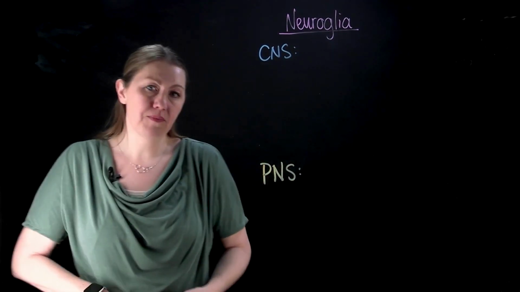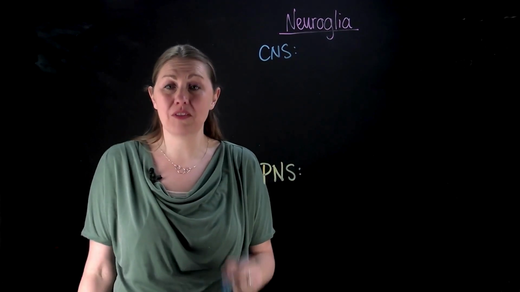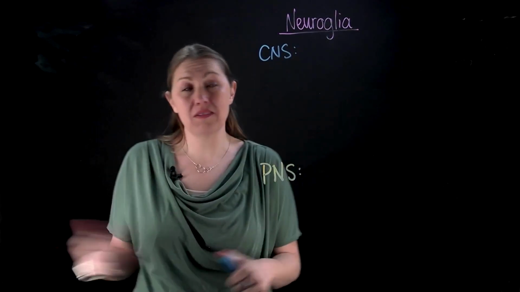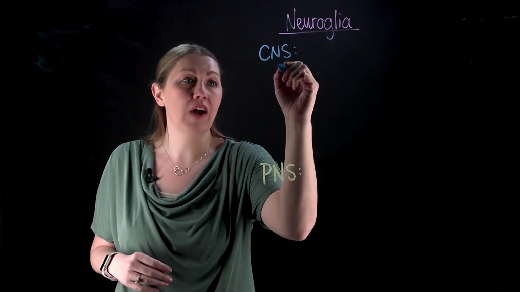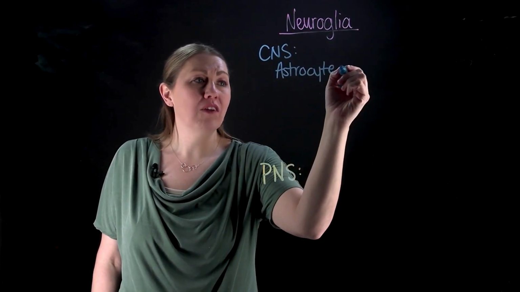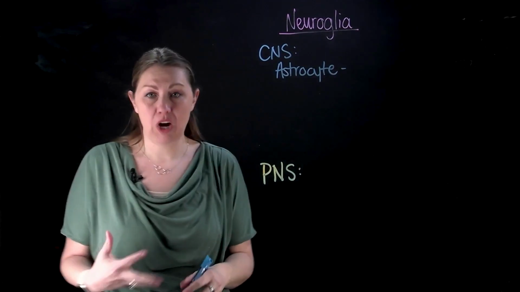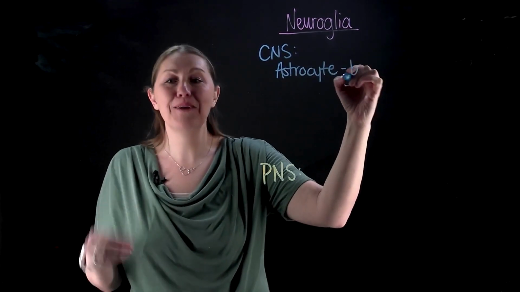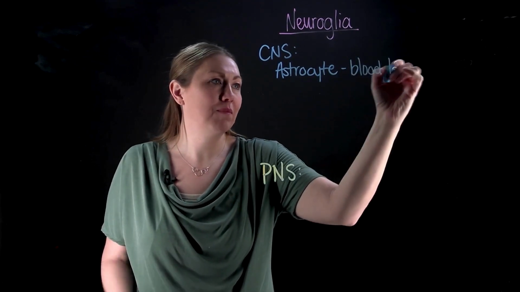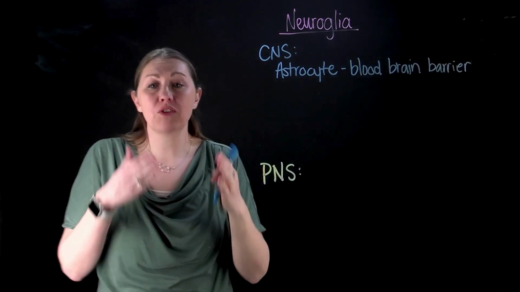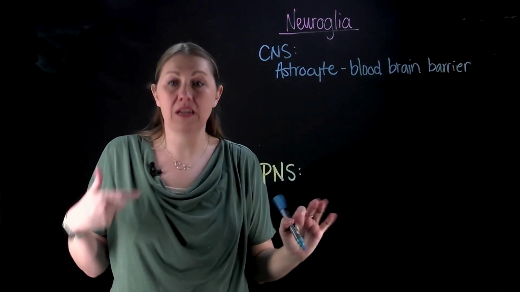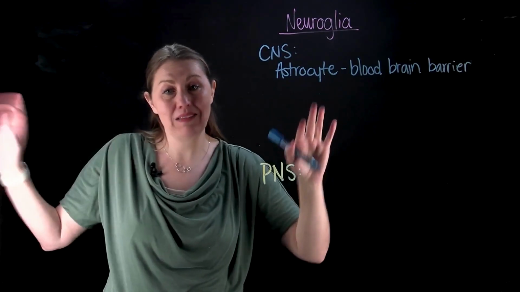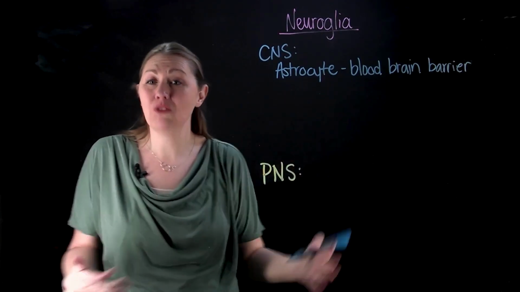With our CNS, we're going to want to establish the boundary of what is brain and spinal cord versus what's not. And what we're going to use to do that is our astrocyte. So the astrocyte has a lot of variety in its jobs. One of the key ones that I always like to think of is the blood-brain barrier. And so what you're doing is you're establishing a separation between what is considered the central nervous system and what isn't.